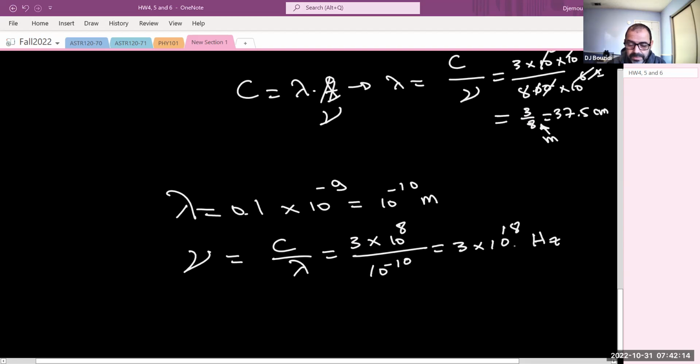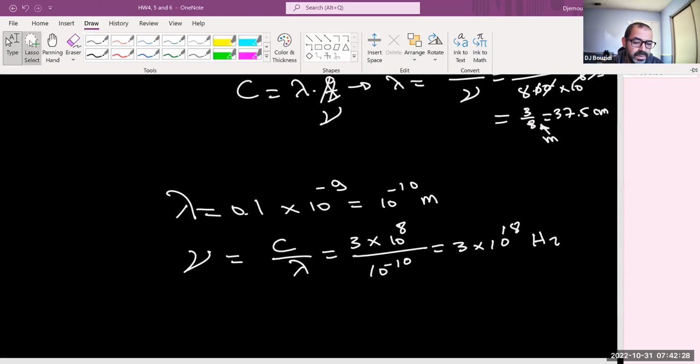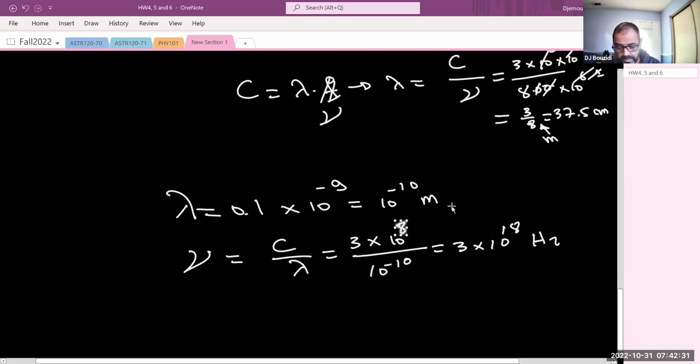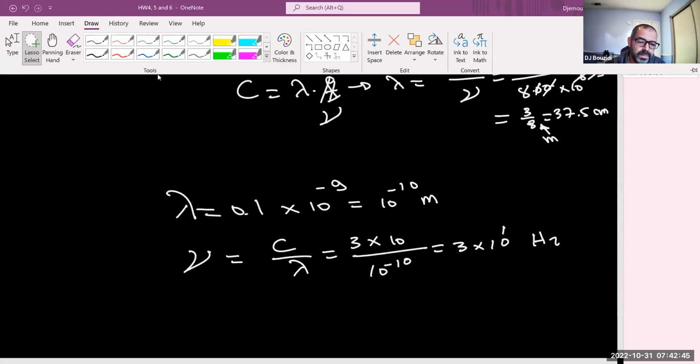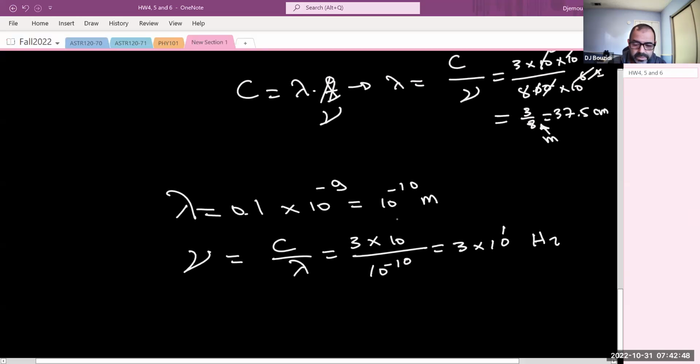Hertz. Oh man, I made a mistake in here. So this is not correct. 300 million. Yeah, that's correct. 300 million. Million is 10 to the power 6. That's correct. Everything is correct. I'm sorry. Yeah, you know, when you're trying to rush things and sometimes you don't think about them. So this is 10 to the power 18 hertz. That's correct. Okay. So that's the frequency.